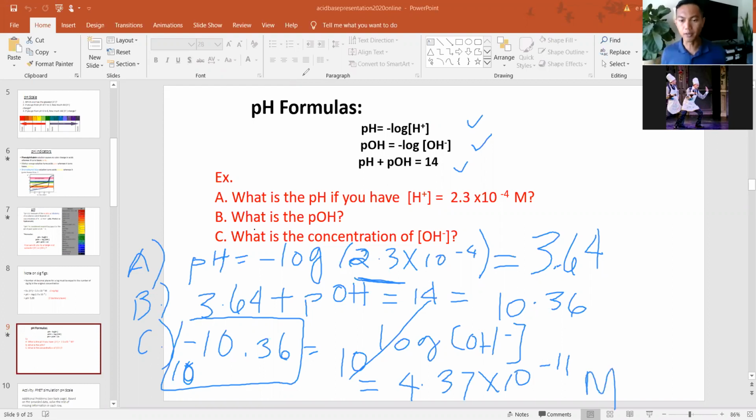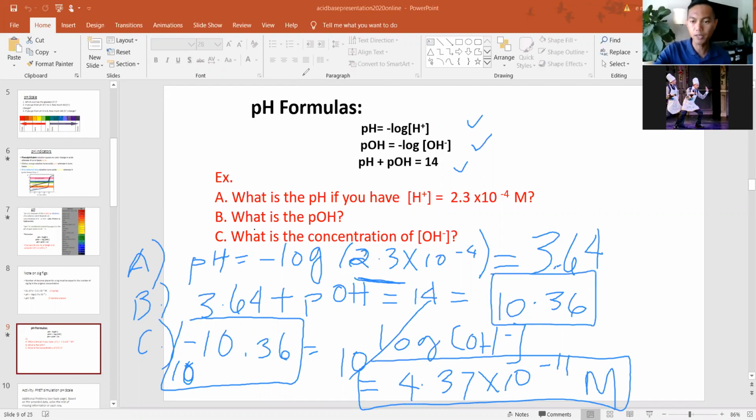Capital M for clarity. I guess here's the final answer for OH. Here is our pOH, and this is our pH. So those are the three answers for practice problems A, B, and C. And these are the typical type of question you'll get for year 1 chemistry. All right, I'm gonna pause for questions. In fact, let's pause our recording.